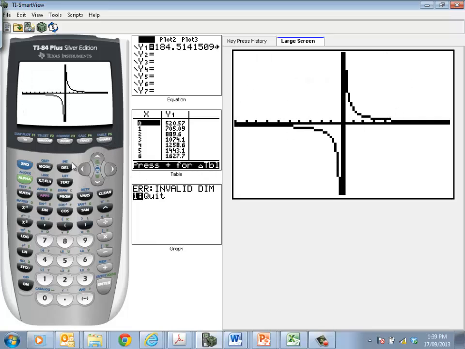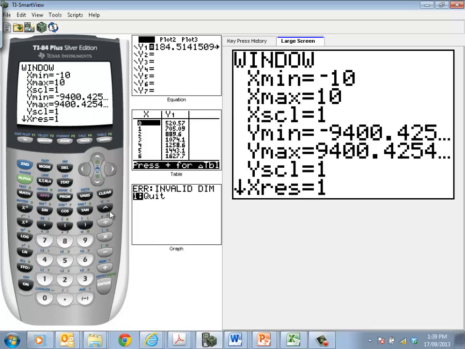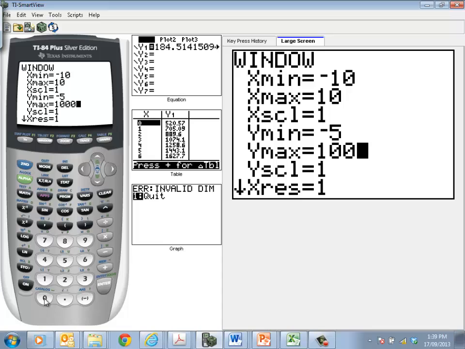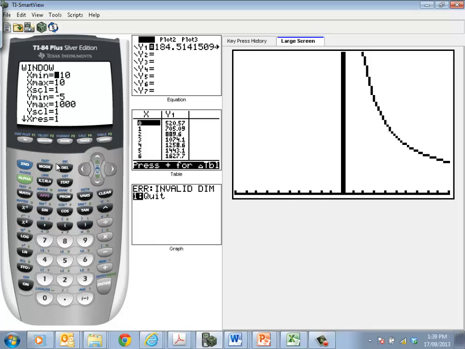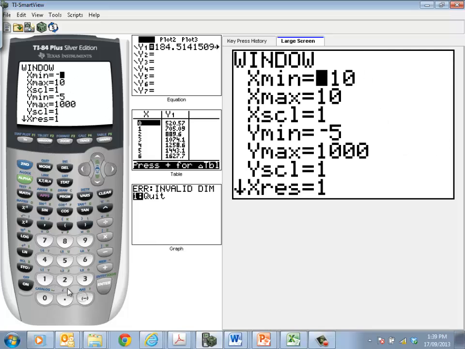So what I might do is zoom in on that section over there. I can go from minus 10 to 10, I can go from, say, minus 5, and then go maybe up to 1,000 instead of 9,000. I don't really need to go minus 10 there. So let's go from minus 1, so we see our axes, and let's go up to say 100. Okay, and then we'll graph that.